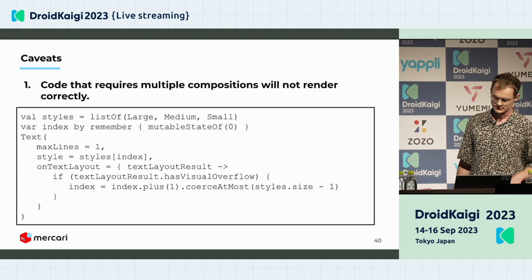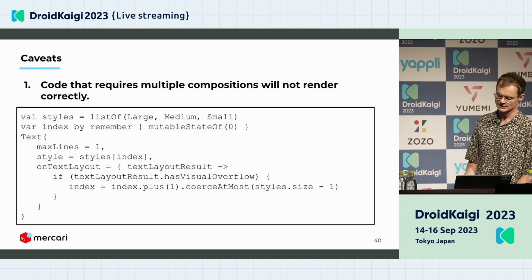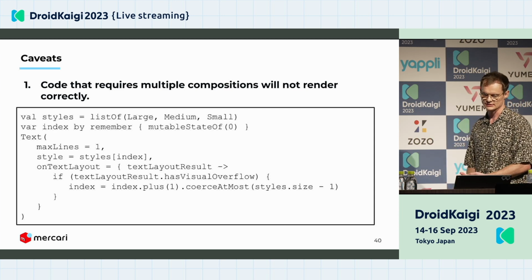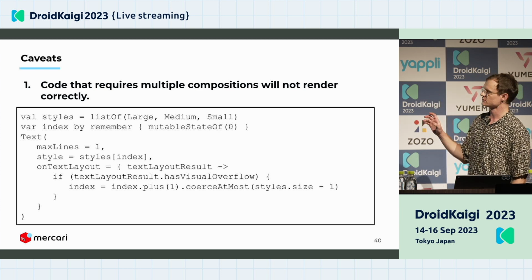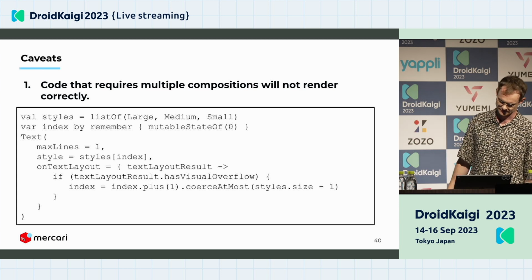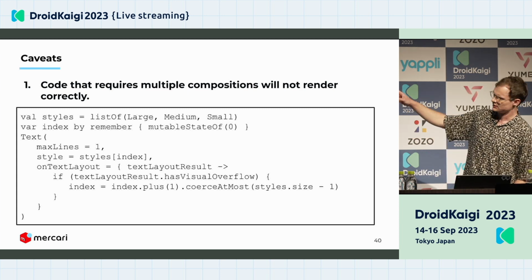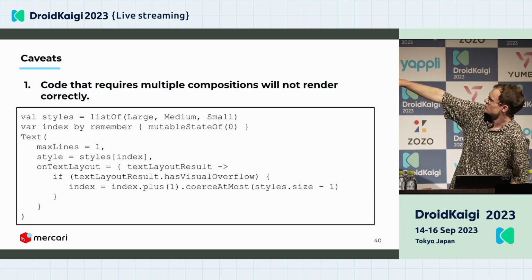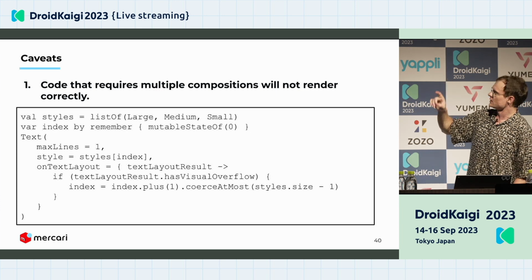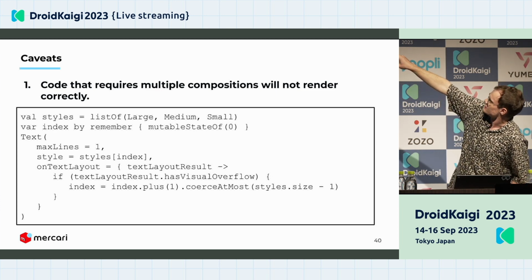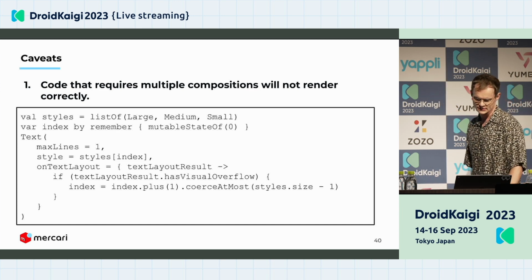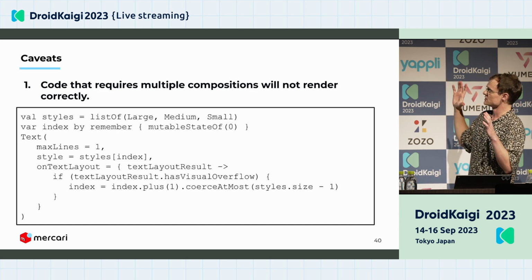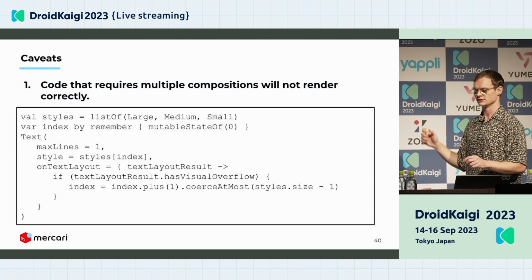to illustrate that. We have this component that lays out text at a certain font size, but if the text overflows, if there's an ellipsis or something like that, it will try to use a smaller font size instead. You can see in this onTextLayout callback, we check if there's a visual overflow, and then we pick the next style in the list that I defined in the first line, which is ordered from large to small. So with that, it scales dynamically depending on what text you put into the component.